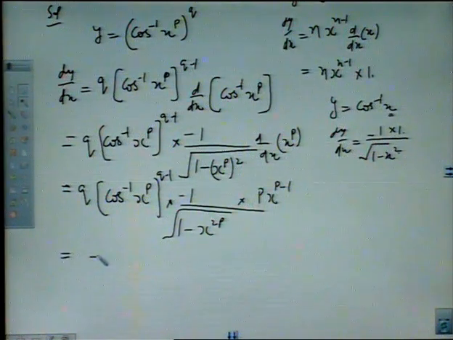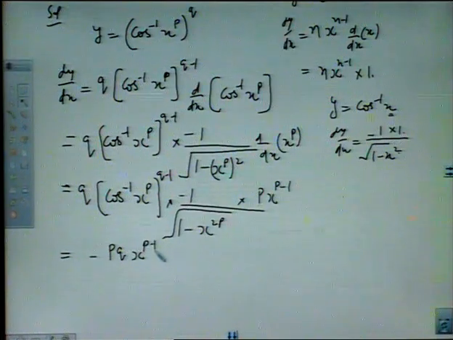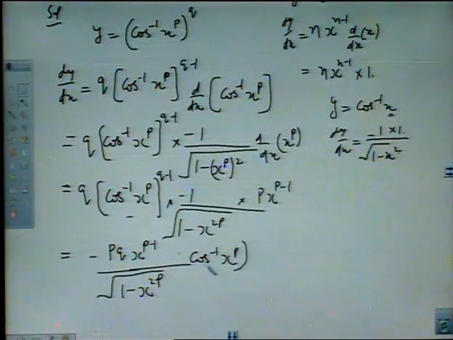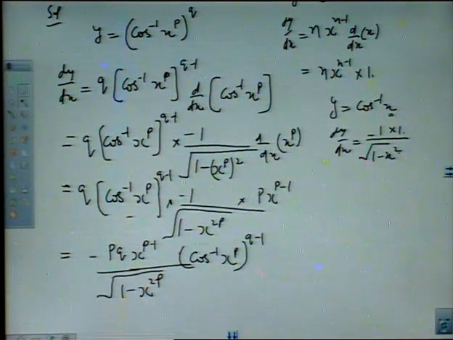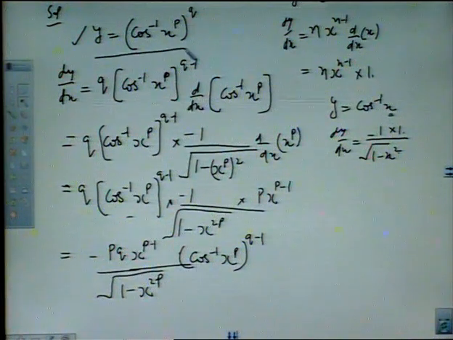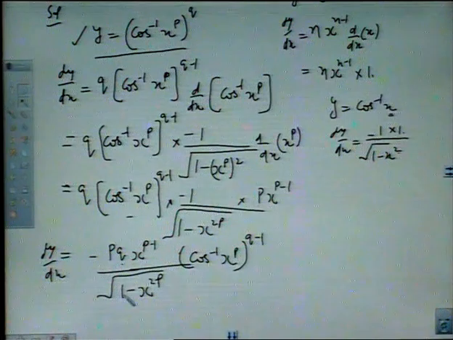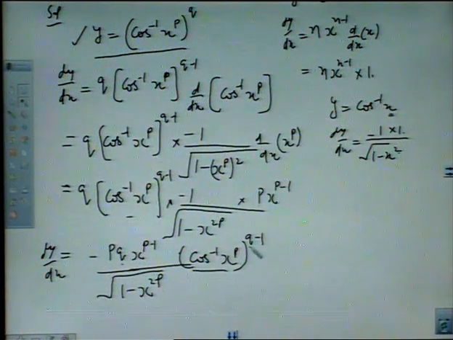So, it will be equal to minus pq x raised to power p minus 1 upon under the root 1 minus x raised to power 2p, and this is cos inverse x raised to power p and q minus 1. So, we have proved the derivative of y equal to cos inverse x raised to power p, whole raised to q, is minus pq x raised to power p minus 1 in the denominator under the root 1 minus x raised to power 2p, and cos inverse x raised to power p and q minus 1.